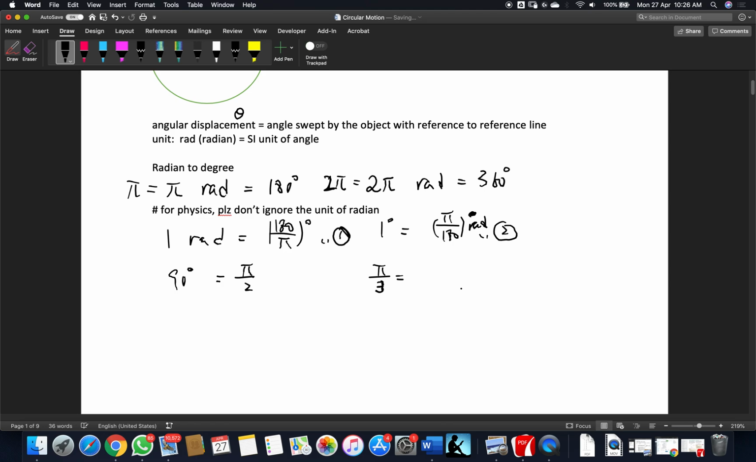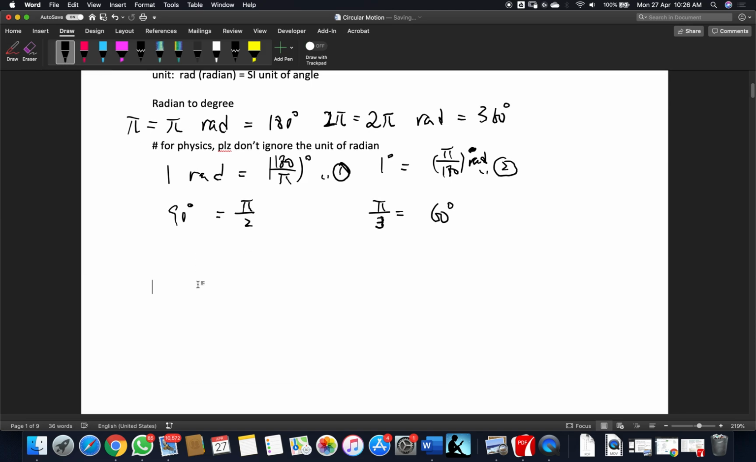How about this one? Pi over 3 is how many degree? What you can do is multiply pi over 3 on both sides in formula 1, and you should get 80 degree. Sorry, 60 degree. That should be easy.